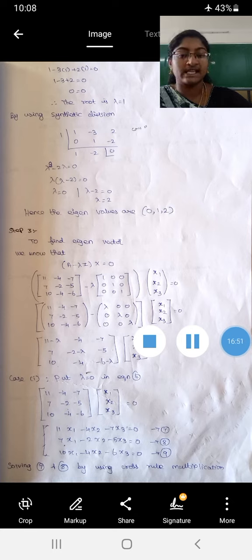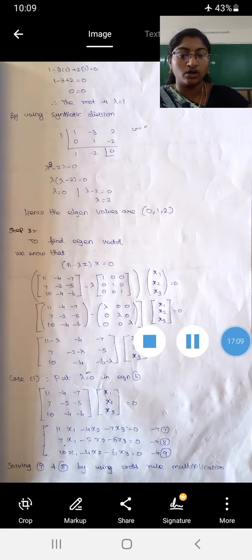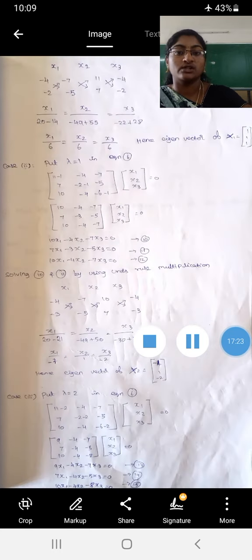Next, solve equations 7 and 8 by using the cross rule multiplication. We just take the 7th equation and the 8th equation because both equations are different, so taking 7 and 8 is enough. Using cross rule multiplication, we write x1, x2, x3. Next, take minus 4, minus 7, then 11, minus 4 from the 7th equation. Then take the elements in the center, so minus 2, minus 5, then come to the front, 7, minus 2. Hence we form the cross rule multiplication.